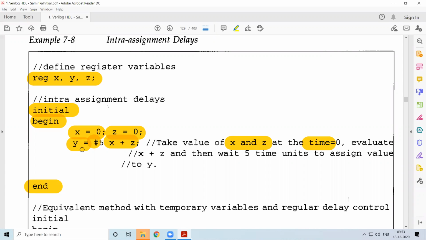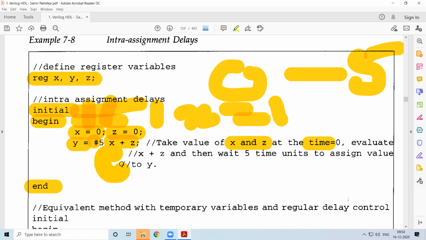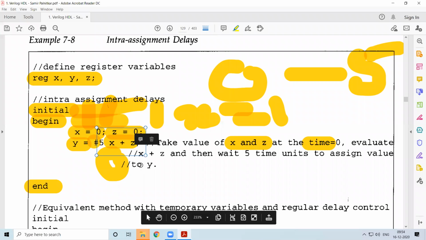Now there is a chance that between 0 to 5 time units, x and z change. Suppose I put hash 1, x is equal to 1. Initially x was 0 and z is 0. At time unit t is equal to 0, what are the values? It is 0 and 0. So 0 plus 0 will be taken and the value will be 0. Now after one time unit, if x is equal to 1, this will not affect the value of this expression.